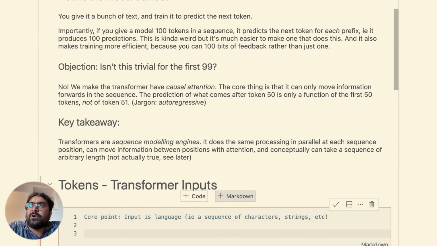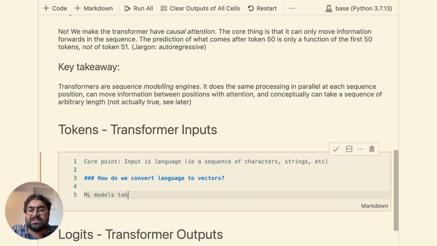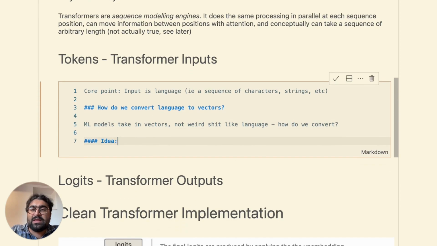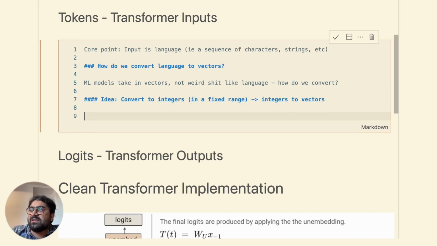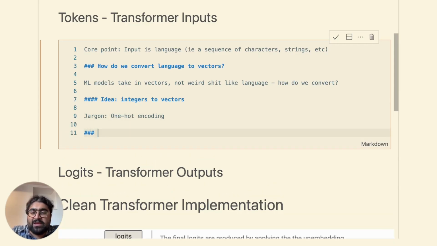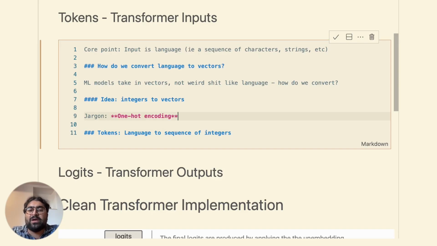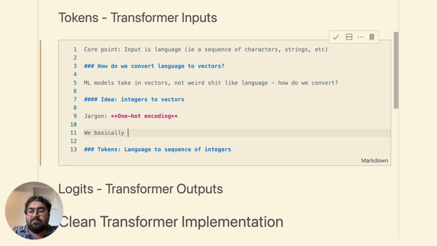A key question you've got to ask yourself is, how do we convert language to vectors? ML models take in vectors, not language. The first idea is we convert to integers in a fixed range, and then we convert from integers to vectors. And it just turns out to be much easier to do this than to directly go from the language to vectors. I'm going to first explain the integers to vectors part, and then explain the tokens part, which is language to a sequence of integers. And so the core idea of how we convert integers to vectors is we basically make a lookup table.